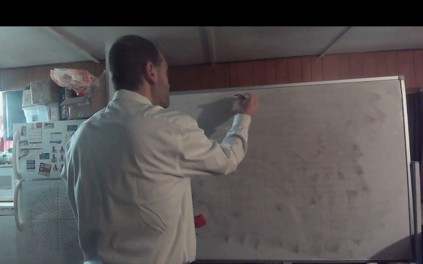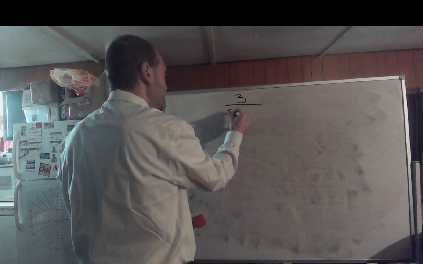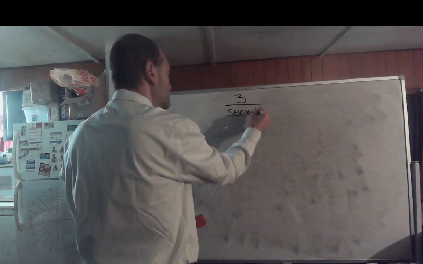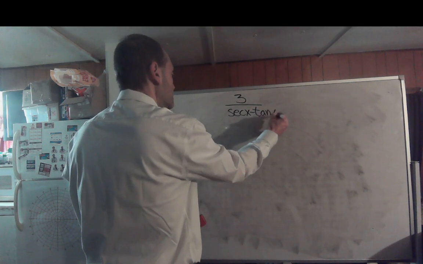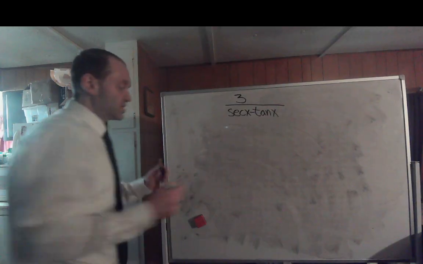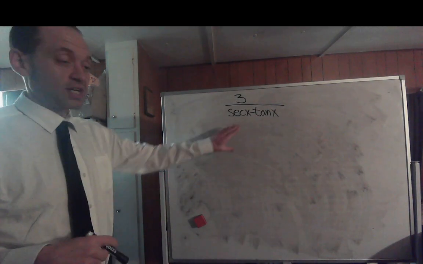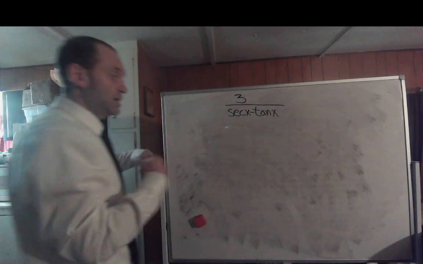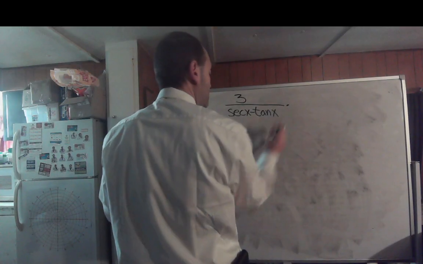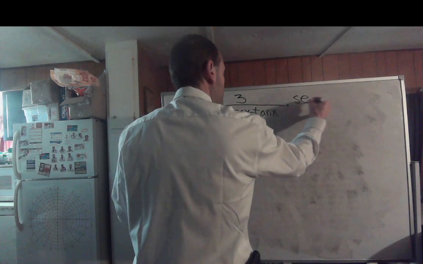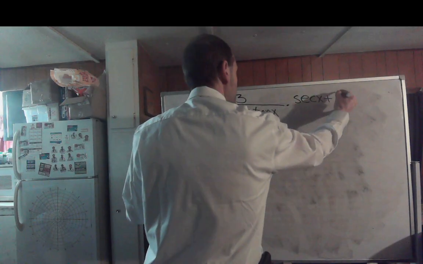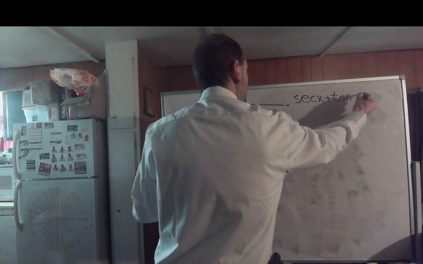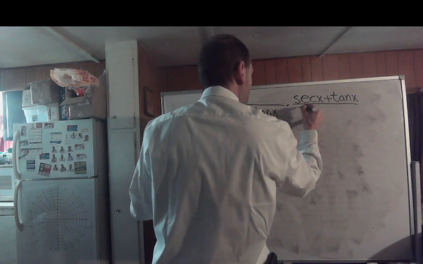Alright, so we have 3 over the secant of x minus the tangent of x. So how are we going to simplify that? Well, we pull the conjugate trick again. Multiply the numerator and denominator by the conjugate. So you multiply both of those by the secant of x plus the tangent of x. So we'll do that.